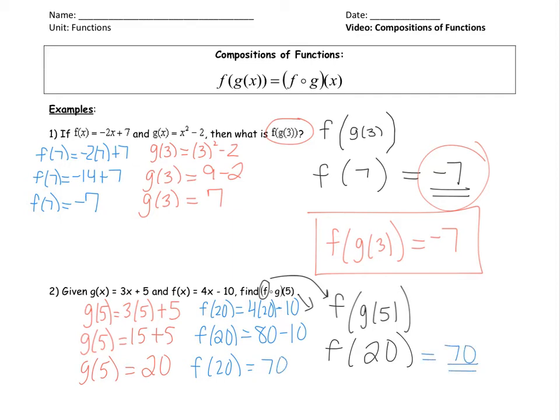So that's my final answer. Again, if you want to be technical, the question was really asking you to find f of g of 5. So we can go ahead and write out what it wants. f of g of 5 equals 70. That is my final answer.